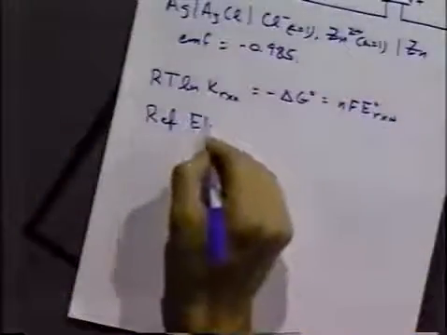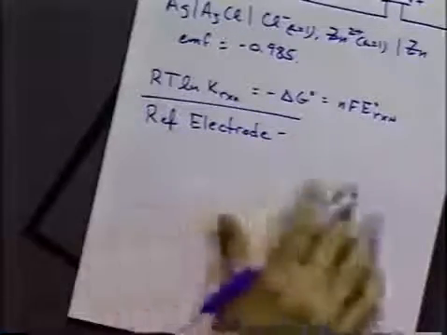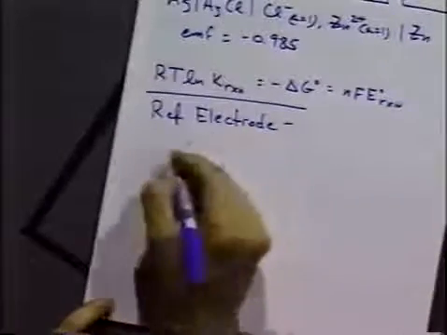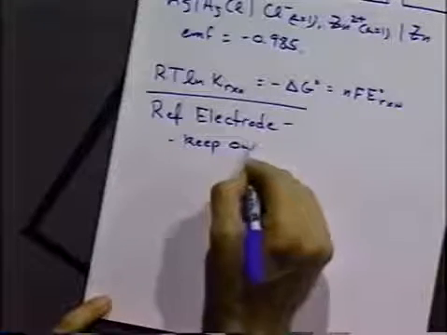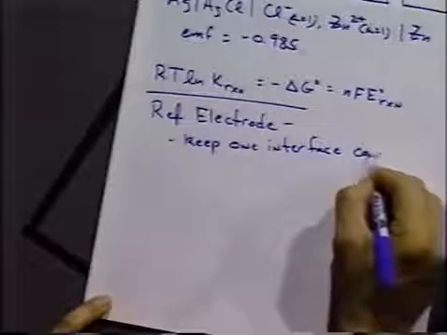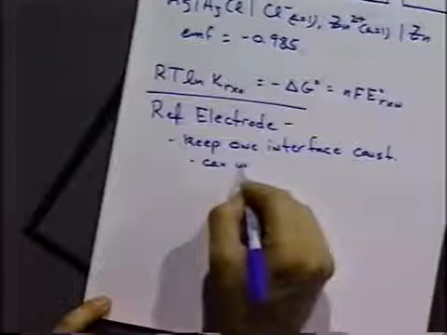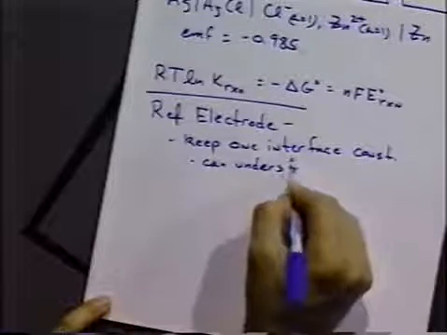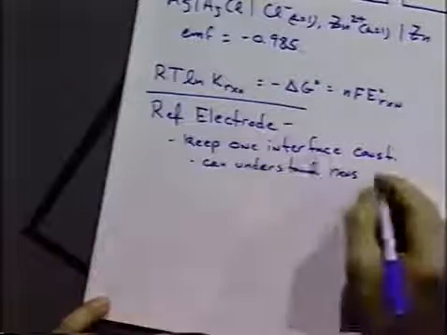So again, as we mentioned last time, a reference electrode is always required. And so when we consider cell potentials, we're always going to be measuring versus a reference potential. So as long as we keep one interface constant, we can understand reactions and cell potentials at the other interface.